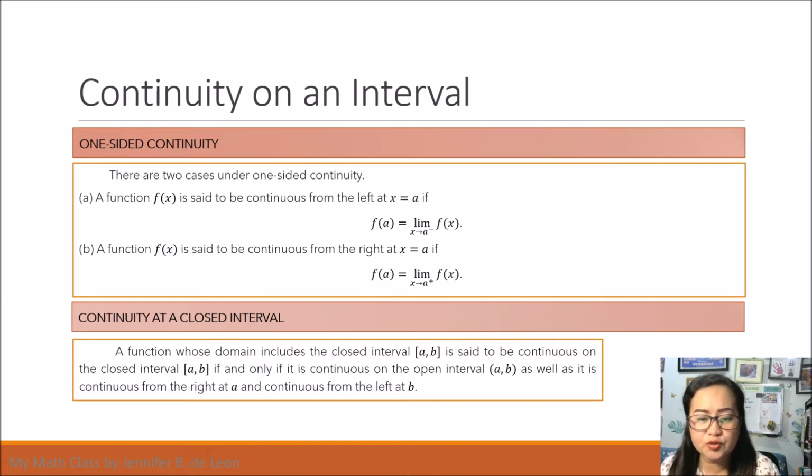Now this leads us to the definition of continuity on a closed interval. A function whose domain includes the closed interval from a to b is said to be continuous on the closed interval from a to b if and only if it is continuous on the open interval from a to b, as well as continuous from the right at a and continuous from the left at b.